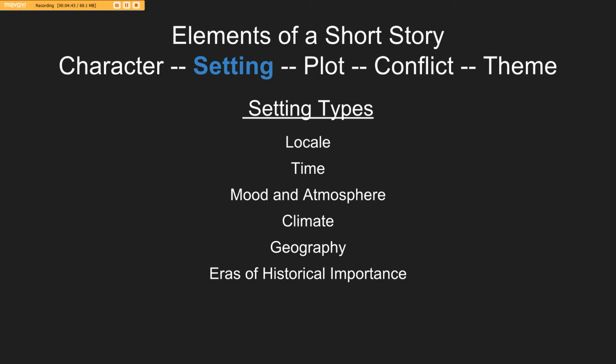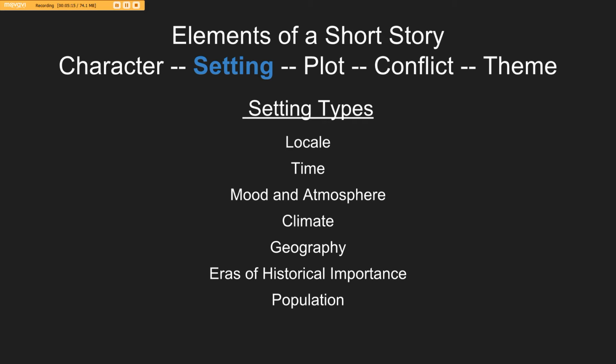Eras of historical importance. When does it take place? And at what specific time period? Does it take place in the Roaring '20s? Does it take place in the Roman Empire days? Does it take place in the Stone Age? All of these different periods, not necessarily the time, but an era that we know of as being significant in history.